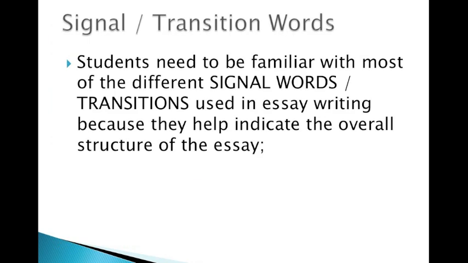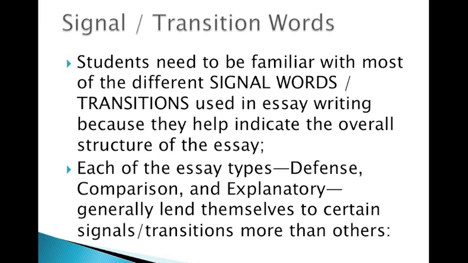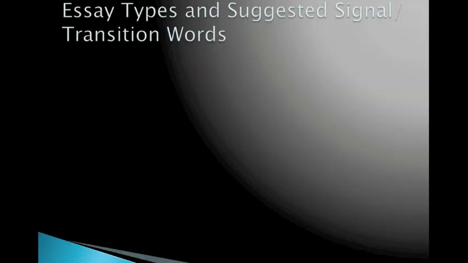Now certainly one way we connect these ideas is focusing on the signal or transition words that we're going to use. And signal words are going to be very important. These are things especially that the raters for the test, when they read your essays, look for to indicate that you understand structure. So we're going to take some of the ideas we've discussed earlier and put them in the context of the three different essay types: defense, comparison, and explanatory. And you will see that each one generally lends itself to certain signals or transitions more than others.